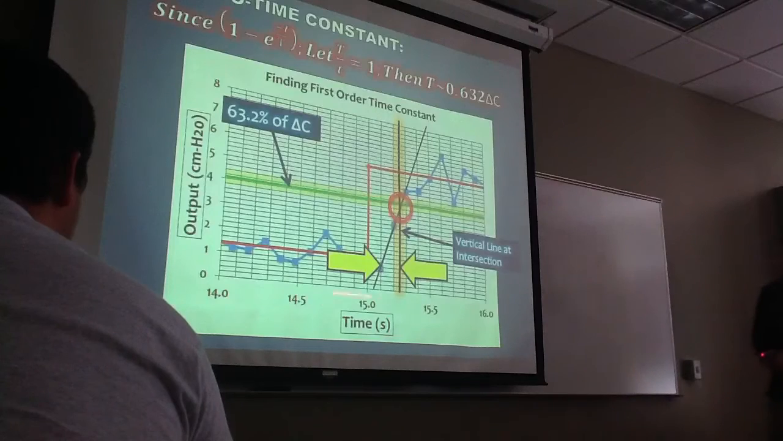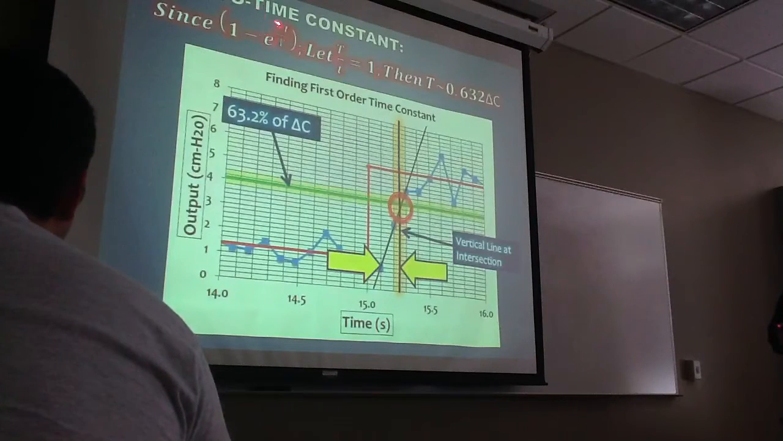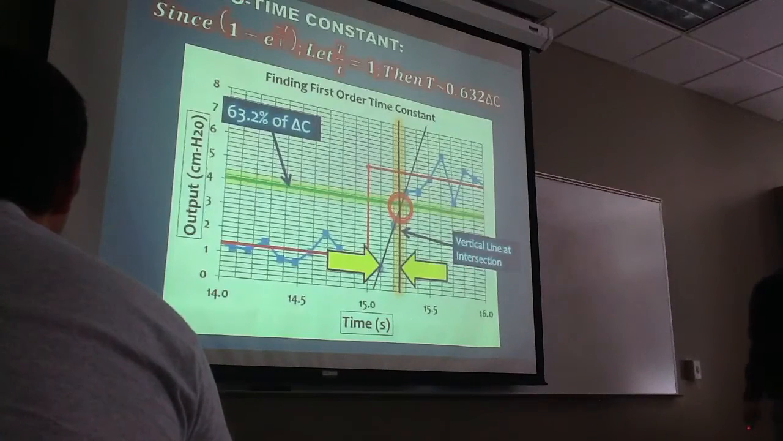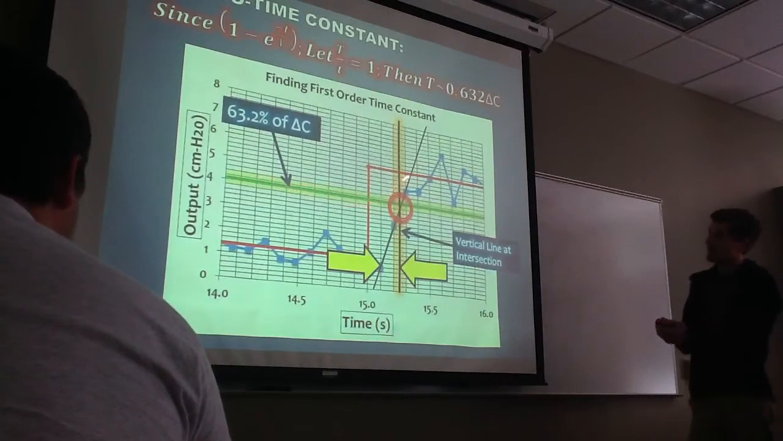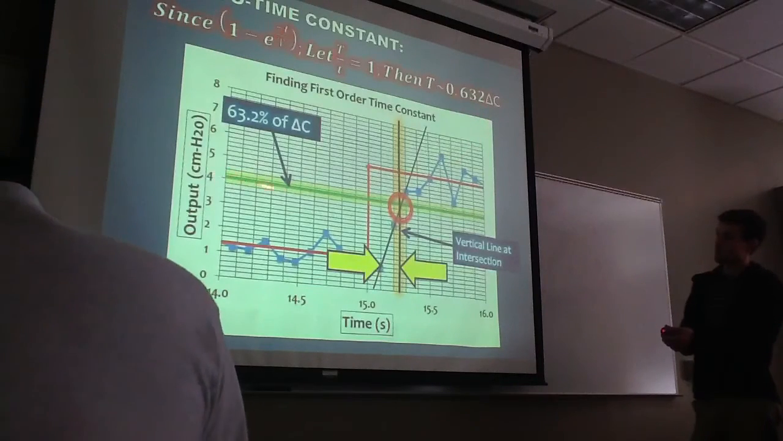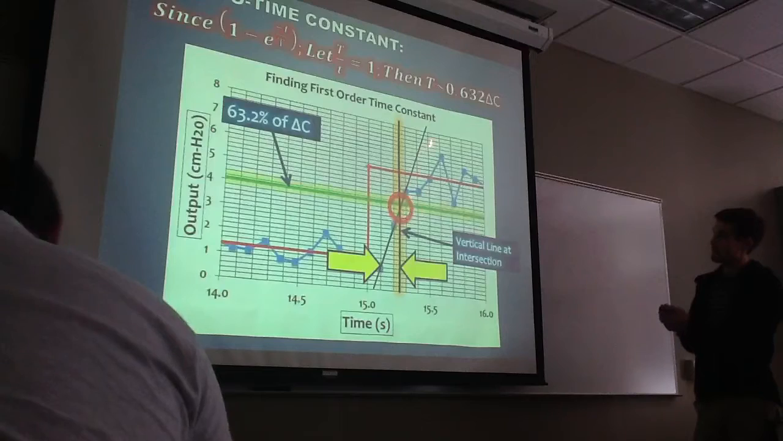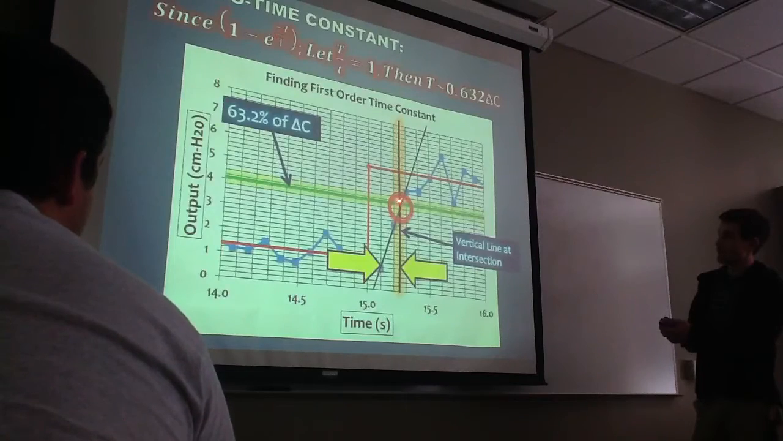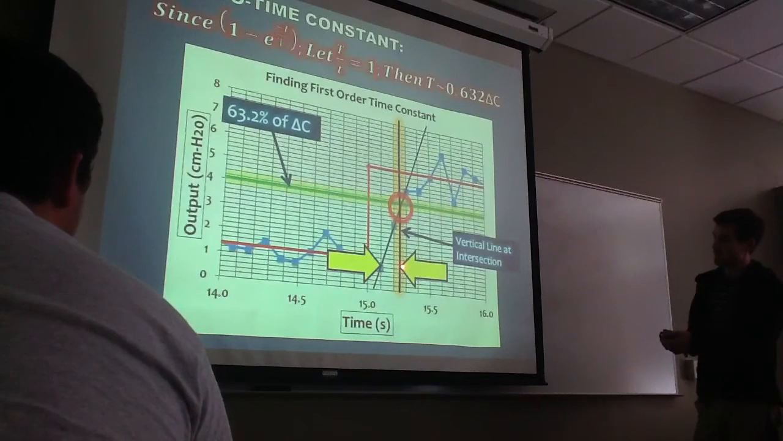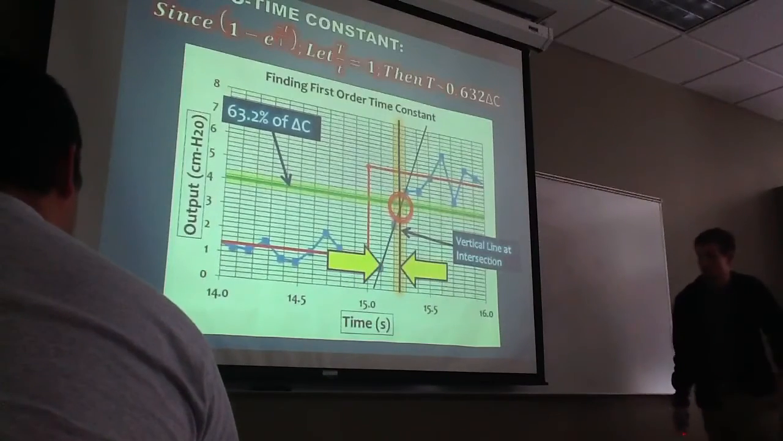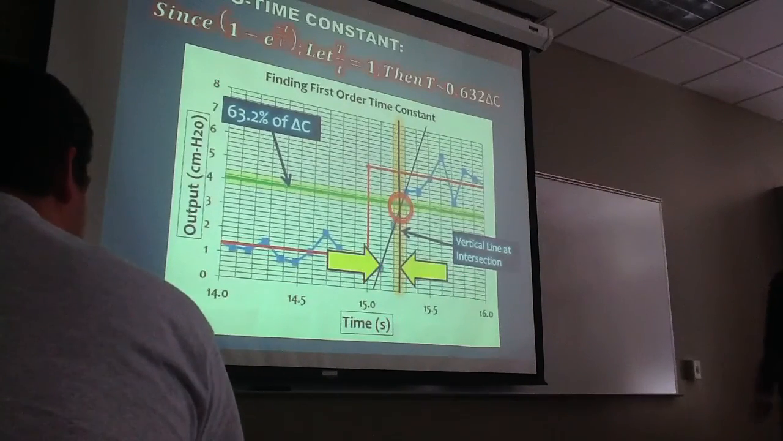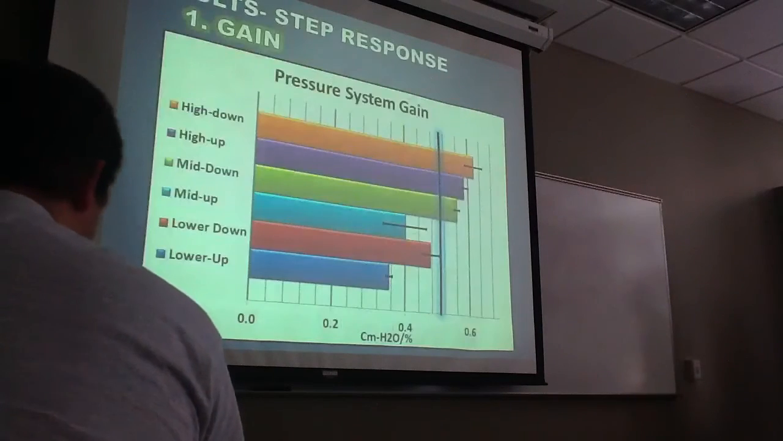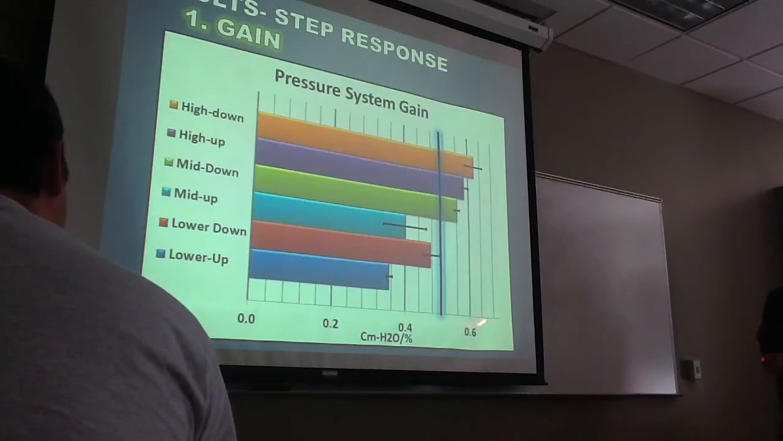To get the time constant, you let t equal tau so that e to the negative 1 gives 0.632. So your tau is going to be 0.632 times this change in your output. If you take your change, multiply it by 0.632, and plot this line, where this line hits the tangent line at the inflection where we found the dead time, we inserted a vertical line where these points meet. The distance between this vertical line and where the dead time ended is our first order time constant.